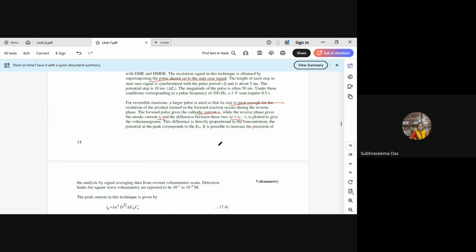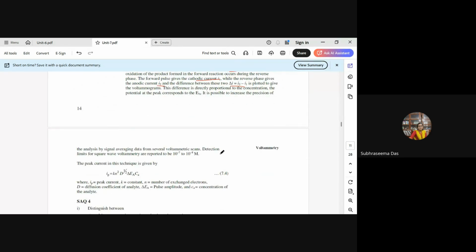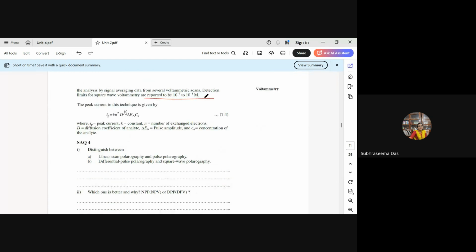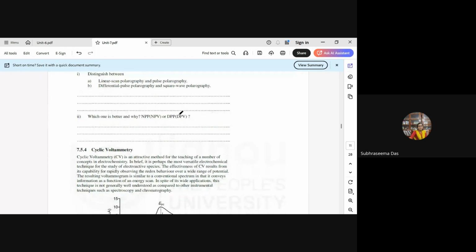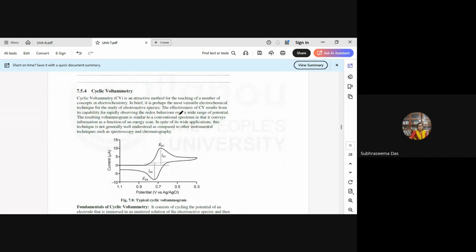It is possible to increase the precision of the analysis by signal averaging data from several voltammetric scans. Detection limits for square wave voltammetry are reported to be 10 to the power minus 7 to 10 to the power minus 8 molar. The peak current in this technique is given as Ip is equal to K into n d to the power half into delta E A into concentration of the analyte, that is Ca. Now coming to cyclic voltammetry.